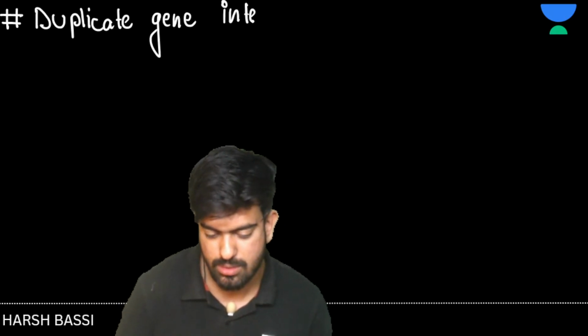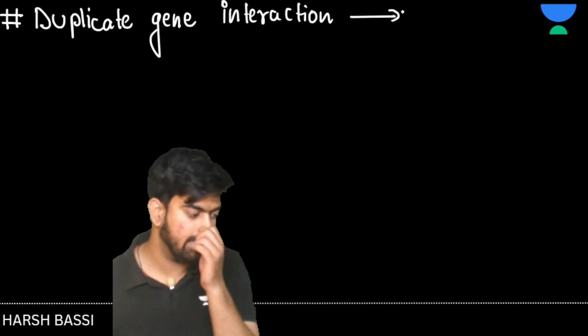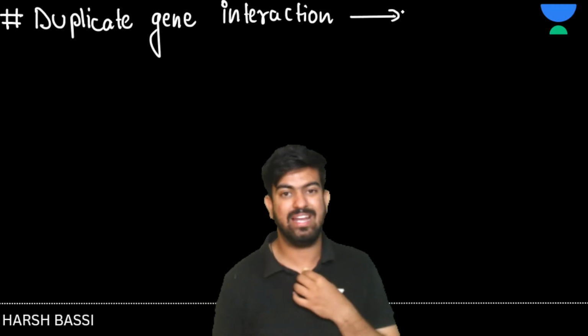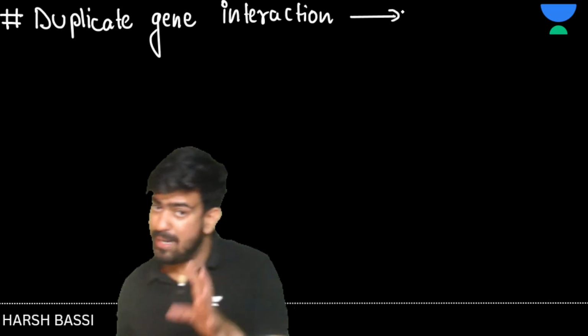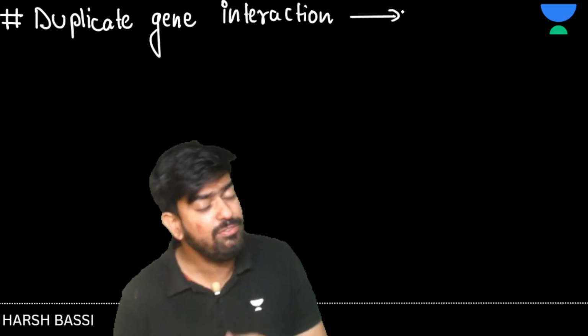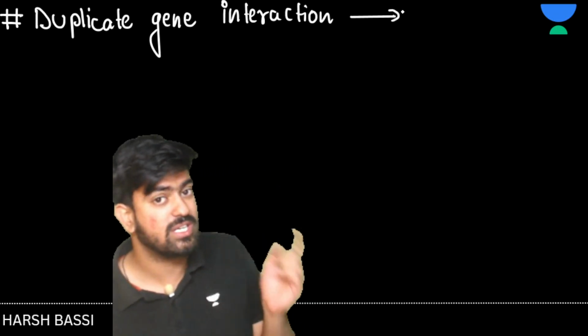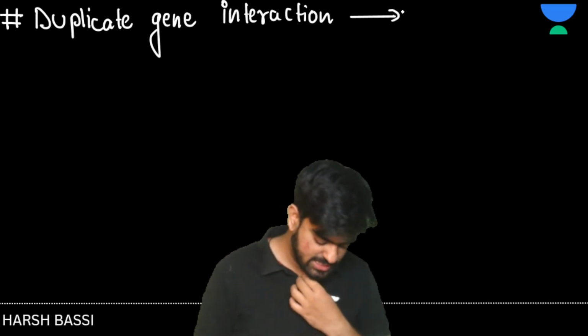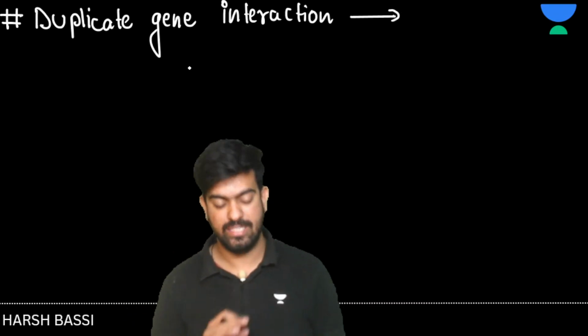Duplicate gene interaction. Okay, duplicate gene interaction. We are not going to study some things in detail, like collaborative gene, inhibitory gene, and polymeric gene interactions, but I'll make you write the phenotypic ratio so that if a question comes, we can solve those parts. The chances of questions coming from those are very less, but still we can't take the risk, right? So let's have the duplicate gene interaction now.